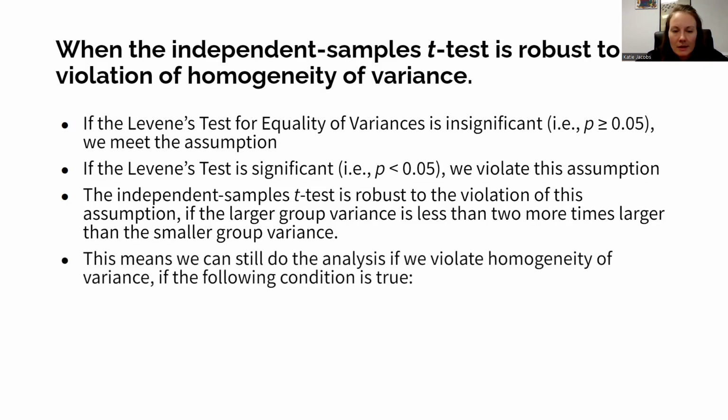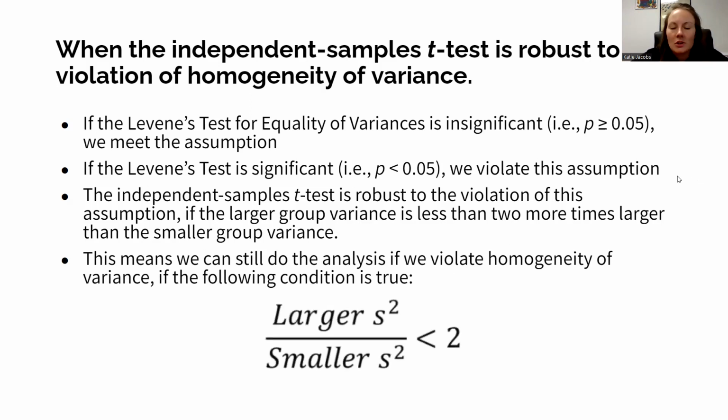Okay, so let's write this out for you. This means we can still do the analysis if we violate this assumption, if the following condition is true. We see which group has the bigger variance, because we know that S squared is our symbol for sample variance. So if we divide the larger variance by the smaller variance, and that number is less than 2, you can still do this analysis anyway.